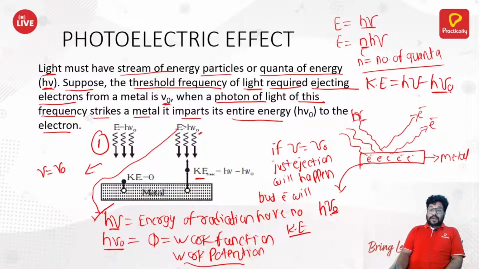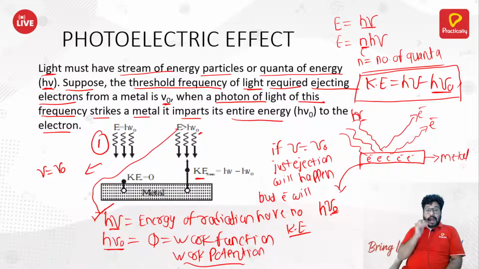H nu zero is the work potential, which is the characteristic property of every metal. Every metal has a different work potential, depending on its attractive influence. You're getting my point now? I hope this must have been pretty much clear to you. That is the point I was saying here.